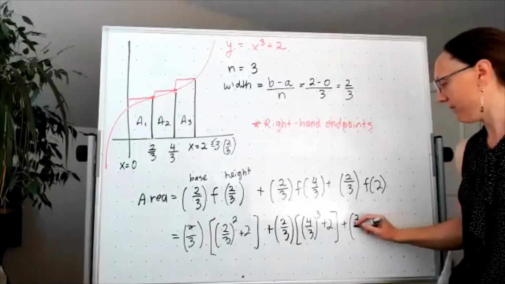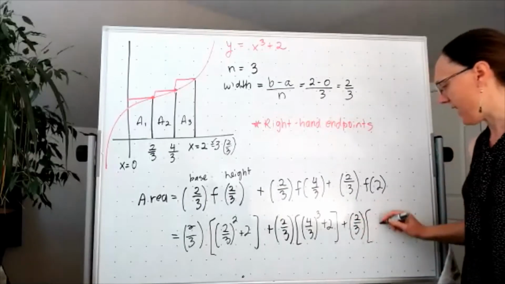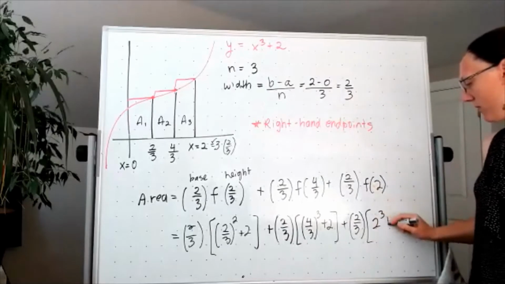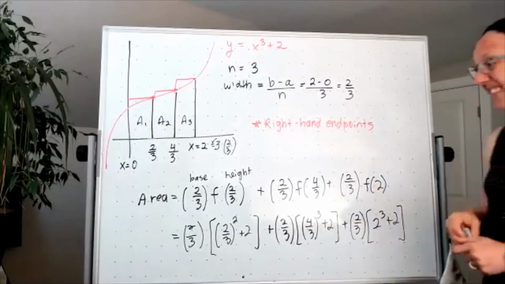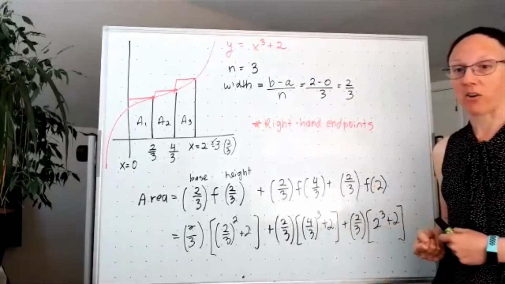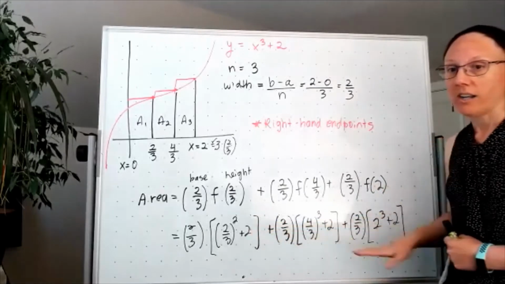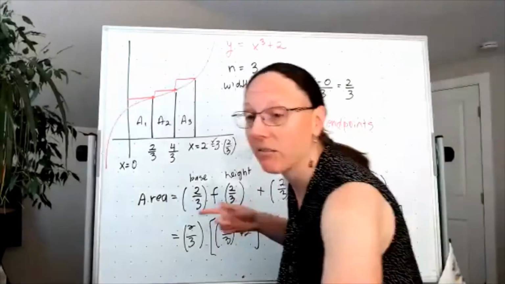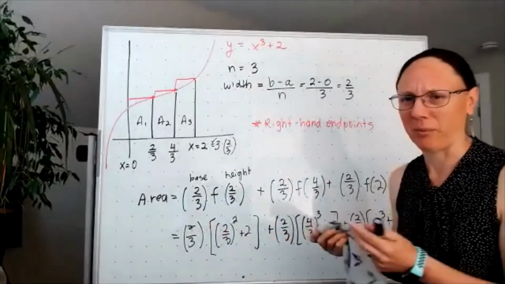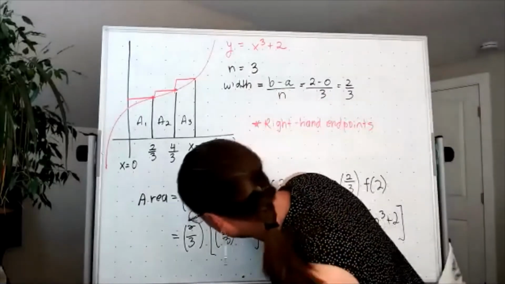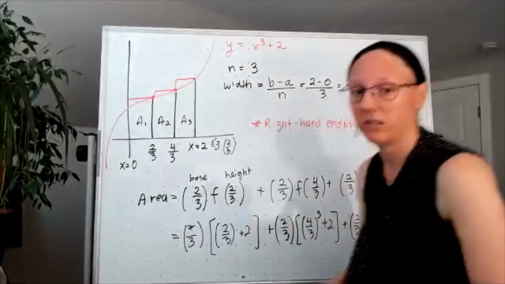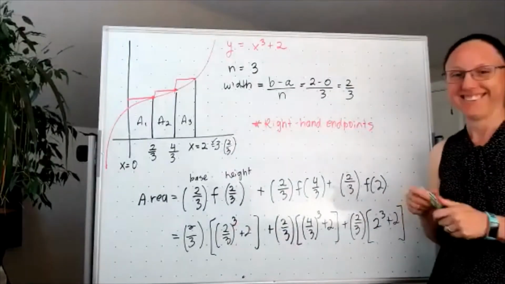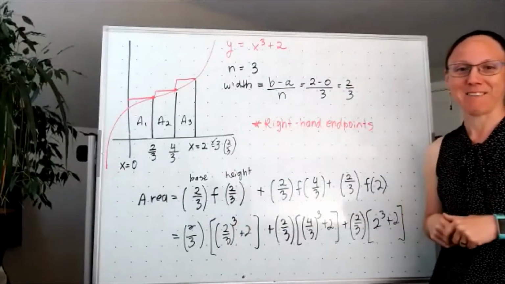My last one, 2/3 times, what was my last value? 2. So 2 cubed plus 2. And again, this is the point where you're either going to reach for a calculator or type all of the things in. And yes, I would call it a typo, but I'm writing by hand, so I can't blame it on typing. It's a hando. Okay. Thank you for catching my mistake.